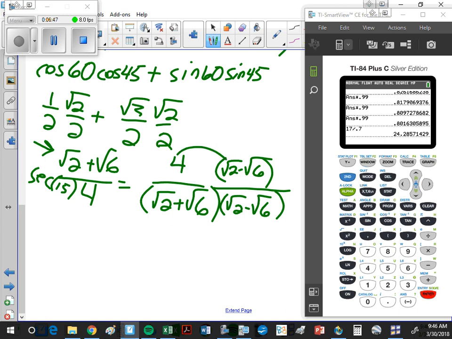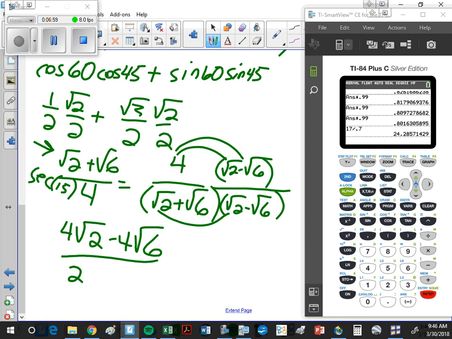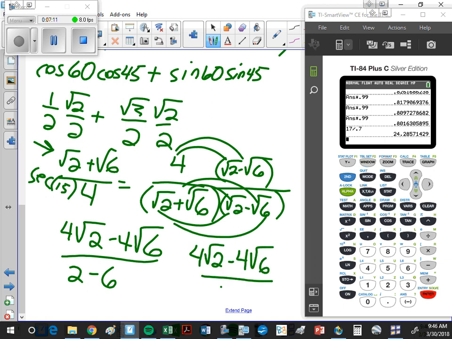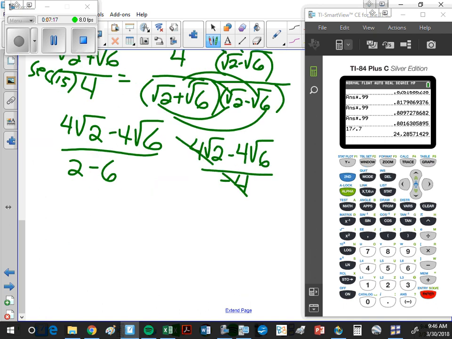So on top, 4 root 2 minus 4 root 6. And then on bottom, I get 2. And then this one and this one are going to cancel. And that one gives me -6. So 4 root 2 minus 4 root 6 over -4. I can divide that out and I get negative root 2. And I can divide that out and I get positive root 6. And you could switch them so that it says root 6 minus root 2.